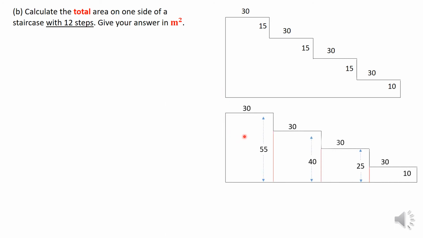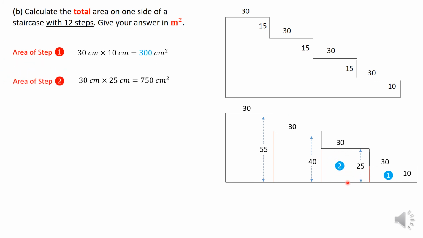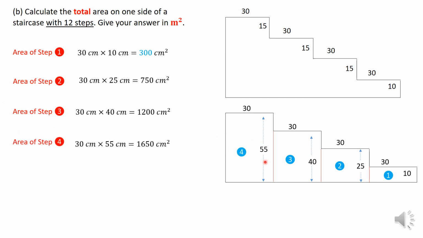Right, so I'm bringing in a diagram here where I now take the heights of 10, 25, and 40, and the way you get 25, remember from our previous, is that 10 plus 15. The height of 40 is that 25 plus 15. So I'm going to calculate the areas of the steps here. So the area of step 1 will be nothing but 30 times 10, which is 300 centimeters squared. The area of step 2 is nothing but 30 times 25 square centimeters, which gives you 750 square centimeters. The area of the third step will be 1,200 square centimeters, and the area of the fourth step will be 1,650 square centimeters.